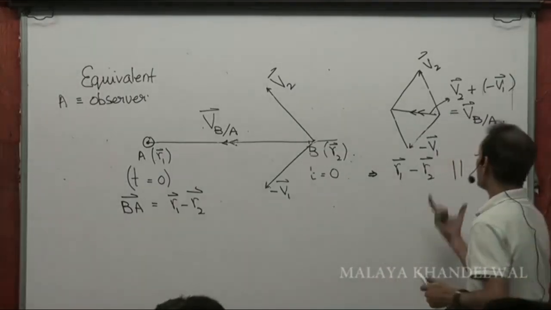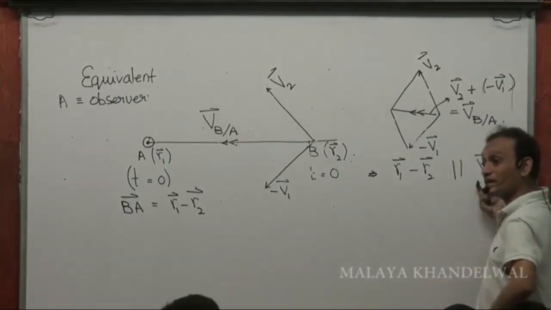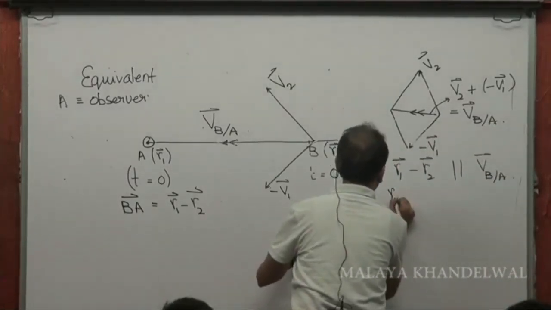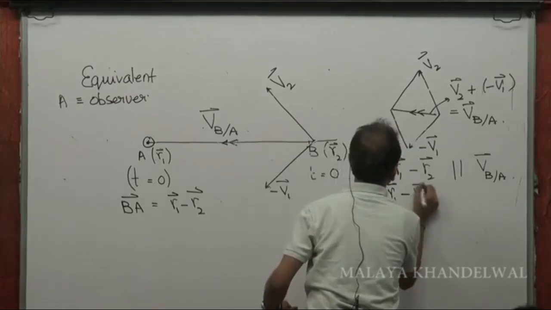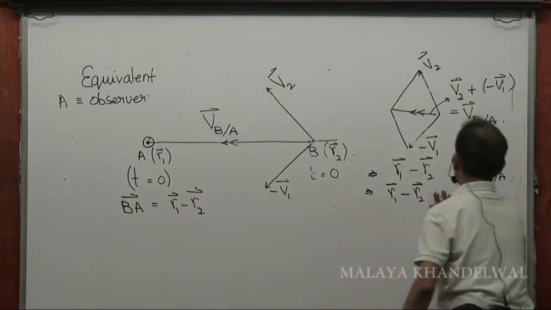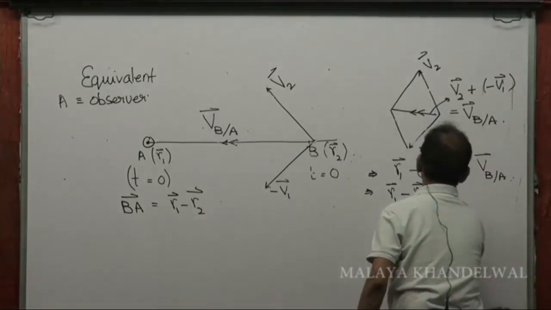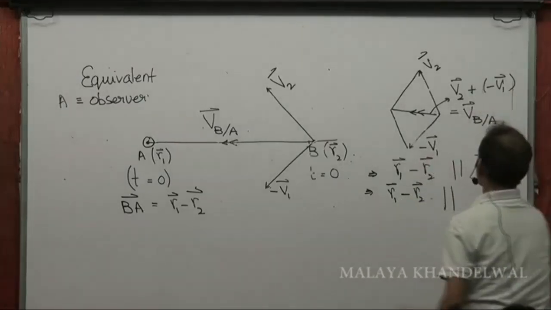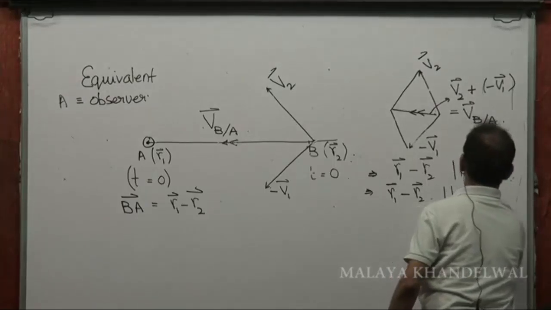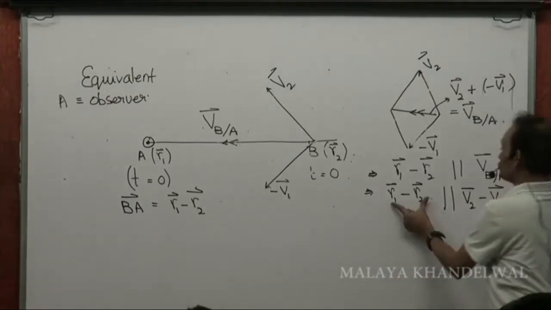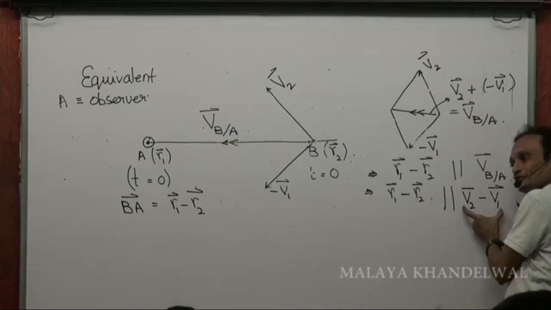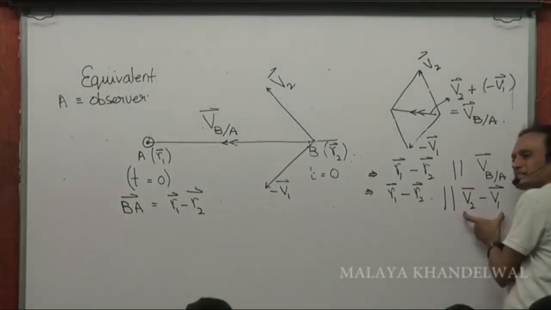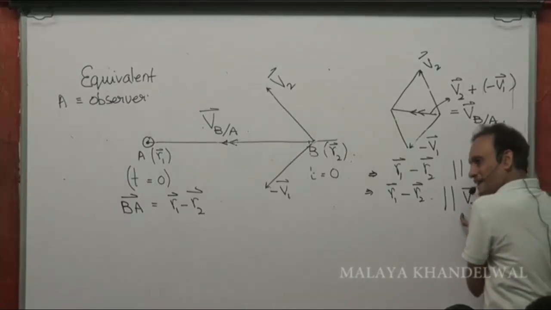If these are parallel, that means a unit vector in this direction must be the same as a unit vector in this direction, right? So first of all, R1 minus R2 must be parallel to VBA. That means VBA is V2 minus V1. That means a unit vector in this direction must be the same as a unit vector in this direction. If two vectors are parallel, then a unit vector in this direction must be the same as a unit vector in this direction. Yes or no?